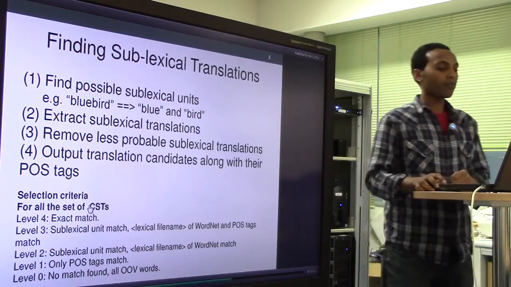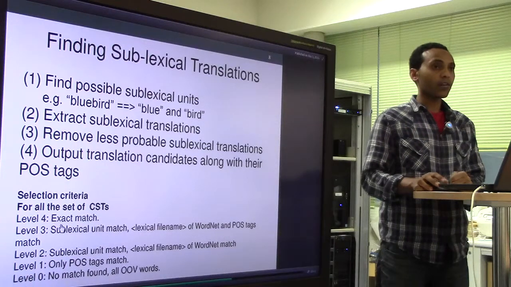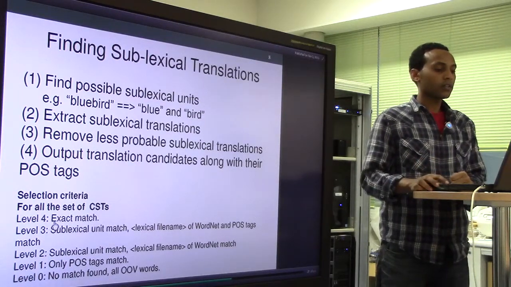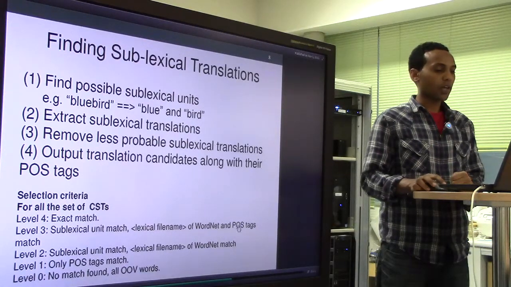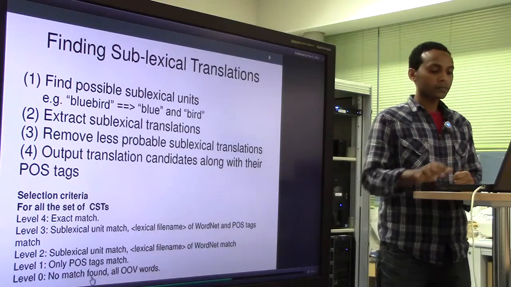In the criteria for selecting, they had an algorithm which matches the input and the templates. So level 4 is exact match, and so on. Level 3 is only partial match. Level 2, it doesn't include part of speech tags. Level 1, only part of speech tags. And level 0 is there is no match, it is an out of vocabulary word.